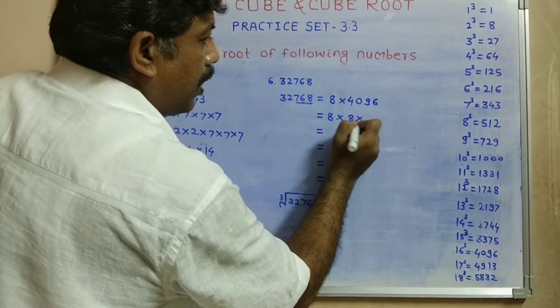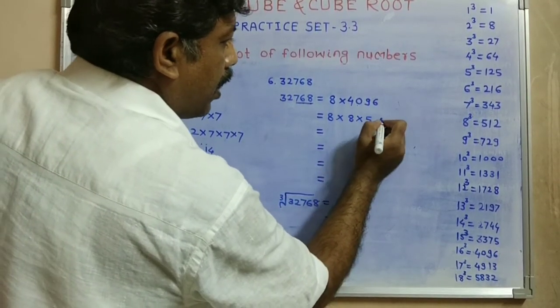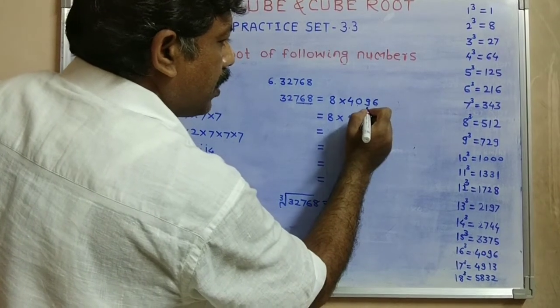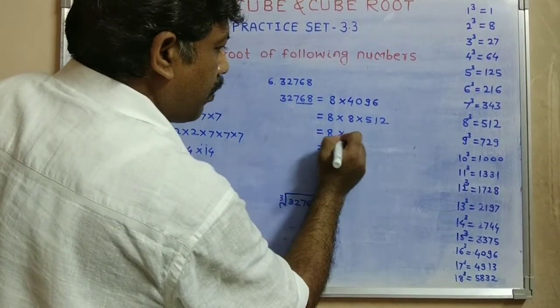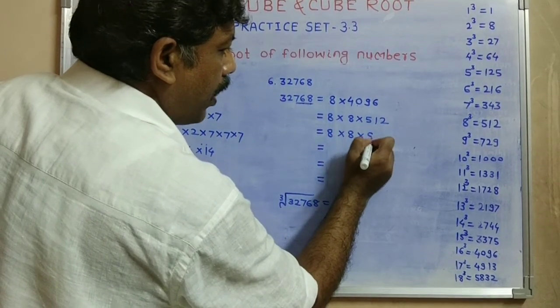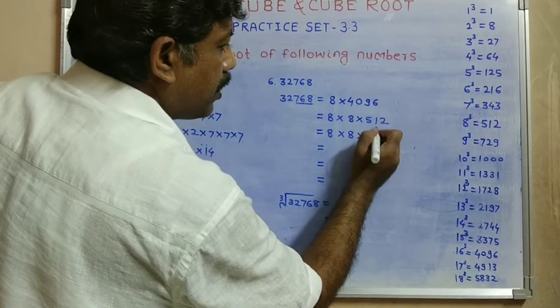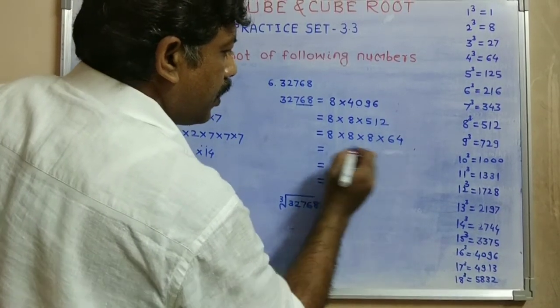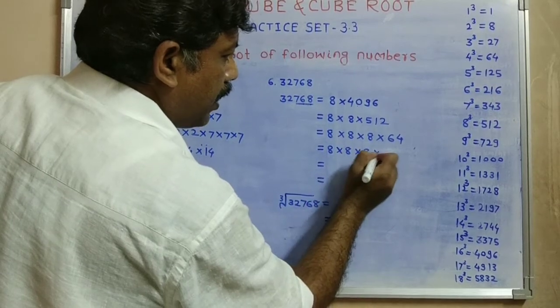Then 8 5s are 40. Then again 8 1s are 8. Remaining 16. 8 2s are 16. Then 8 multiplied by 8 multiplied by, again this number is also divided by 8. 8 6s are 48. 3 remaining. 8 4s are 32. Again 8 multiplied by 8 multiplied by 8.